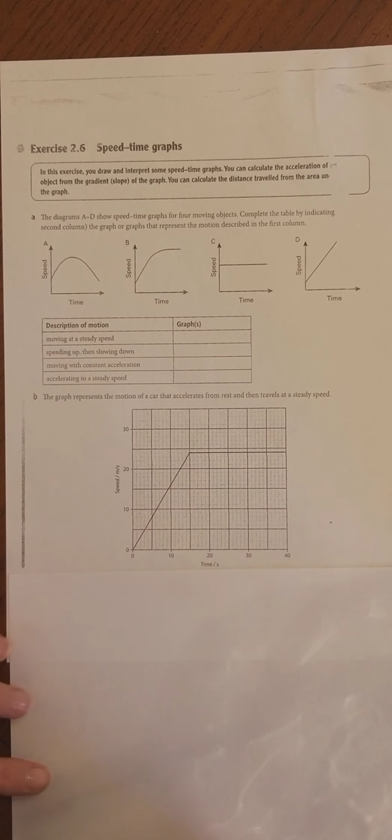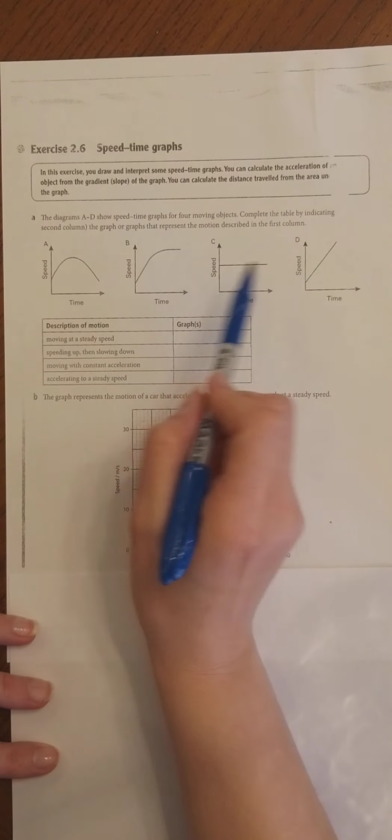Exercise 2.6, speed time graphs, page 18. In this exercise, you draw and interpret some speed time graphs. You can calculate the acceleration of an object from the gradient (slope) of the graph, and you can calculate the distance traveled from the area under the graph. The diagrams A to D show speed time graphs for 4 moving objects. Complete the table by indicating in the second column the graph or graphs that represent the motion described in the first column. So we have 4 graphs.